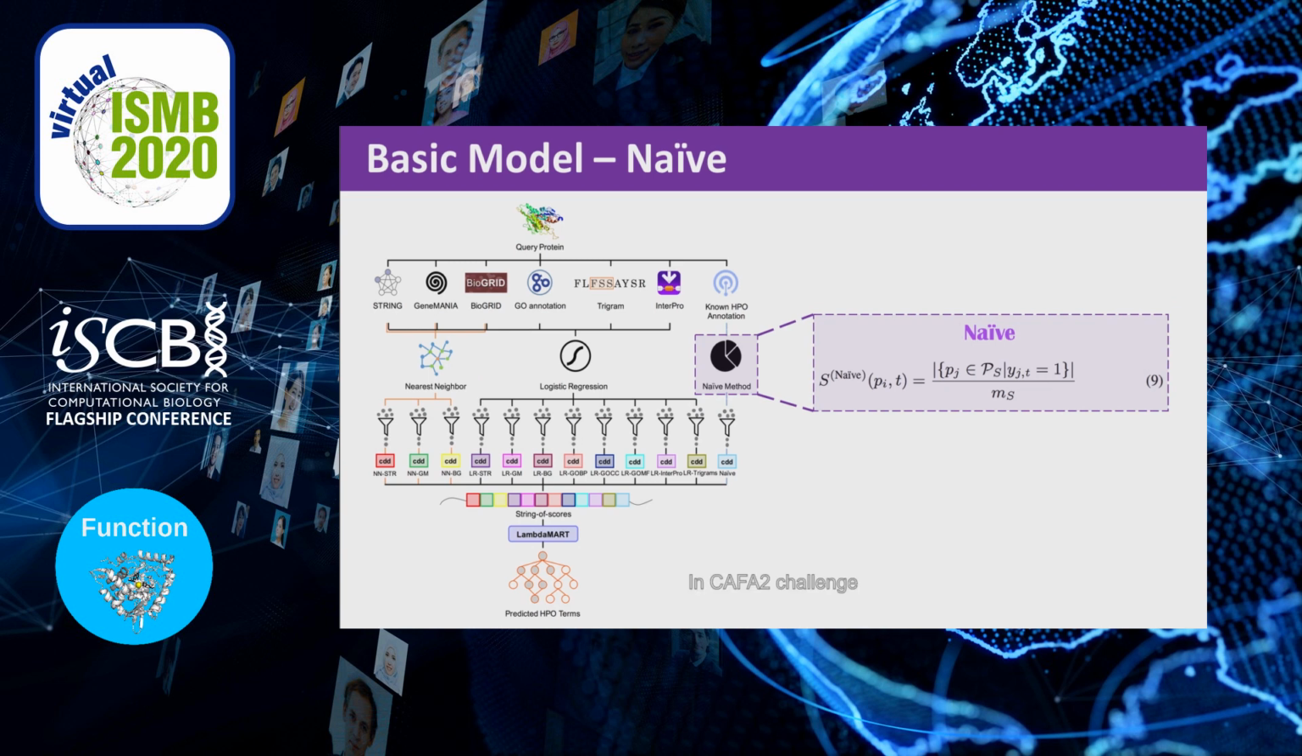In the CAFA2 challenge, naive methods showed impressive performance. So here we consider it as another basic model. We use the number of appearances of HPO term t as the score of all proteins for that term. That is, the score is always the same for any protein.